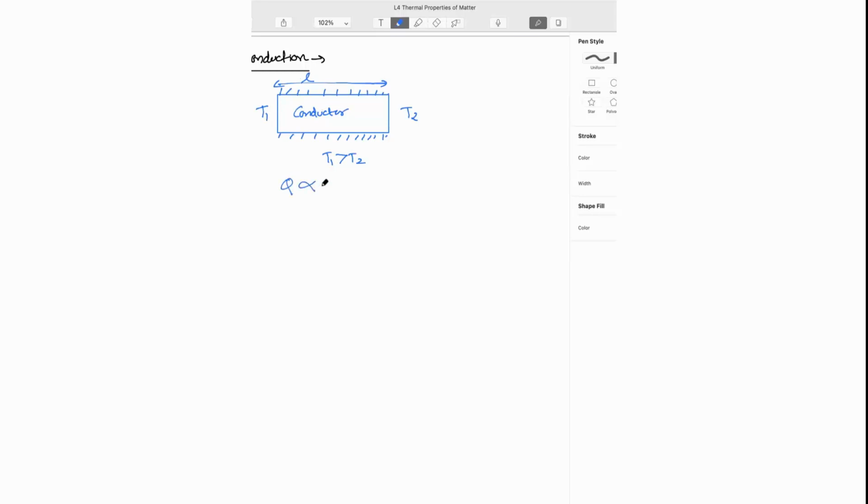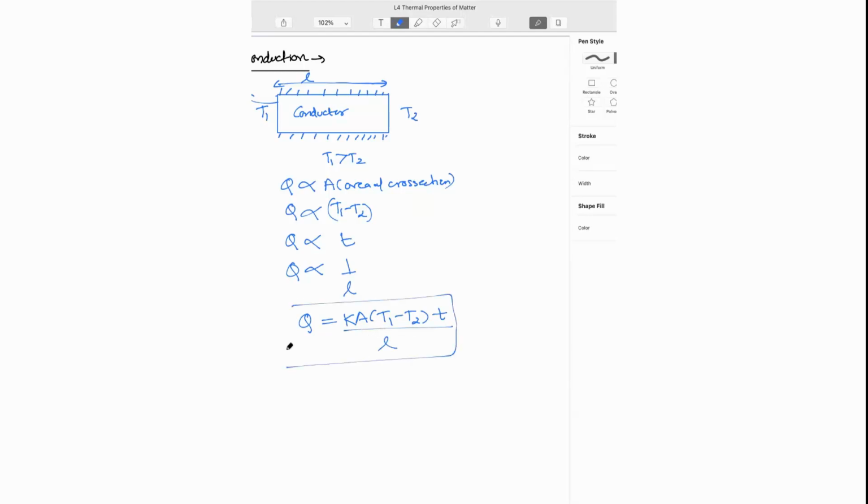So Q across this conductor, due to the temperature gradient, is directly proportional to the area of cross section, directly proportional to the temperature difference, directly proportional to the time, and inversely proportional to the length of the material. So it becomes Q = K A (T1 - T2) t / L.